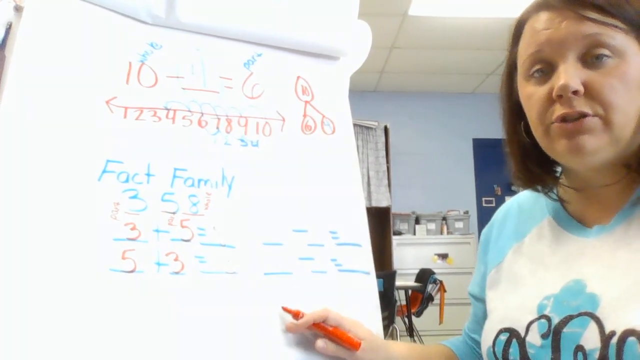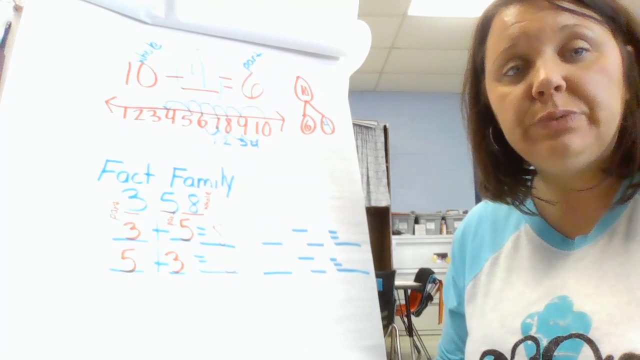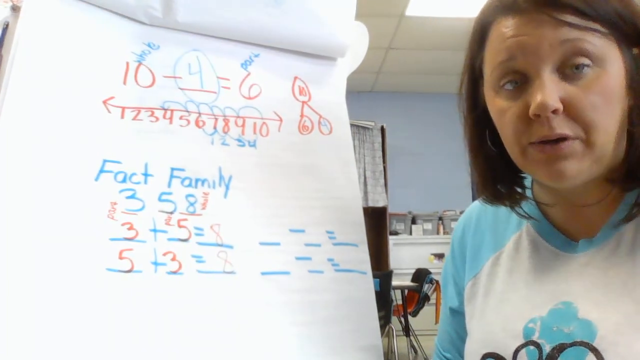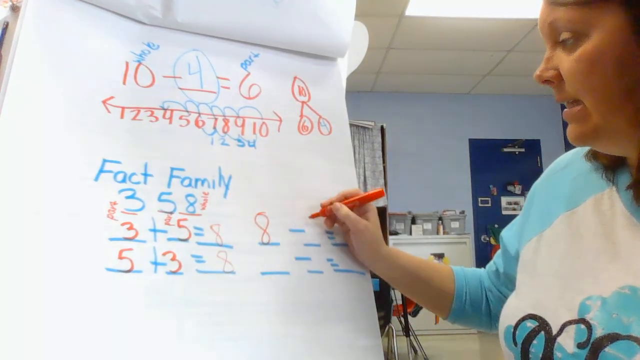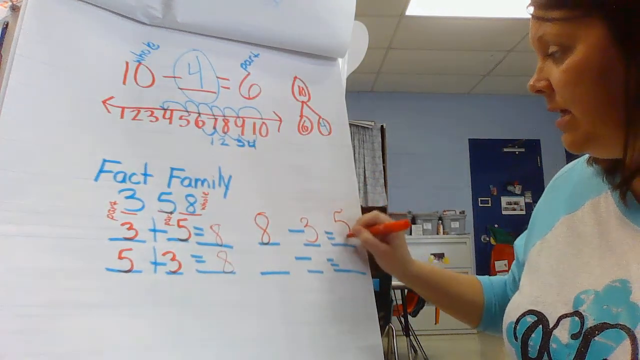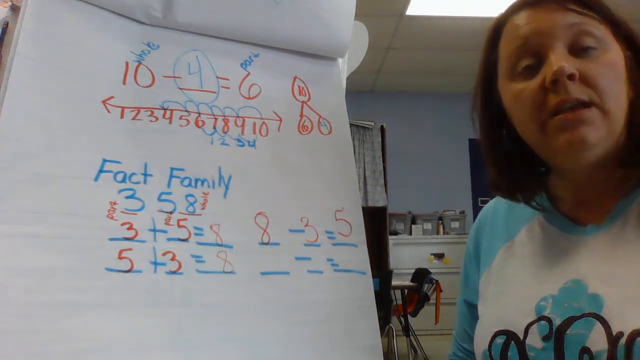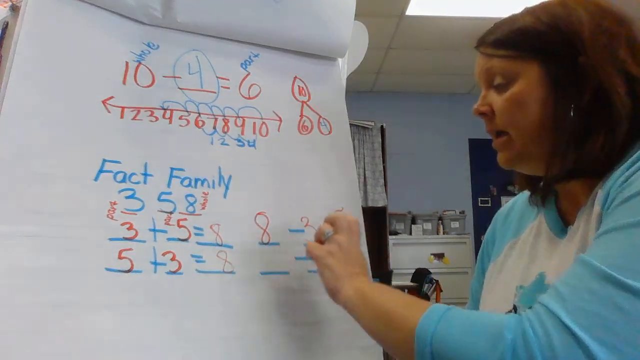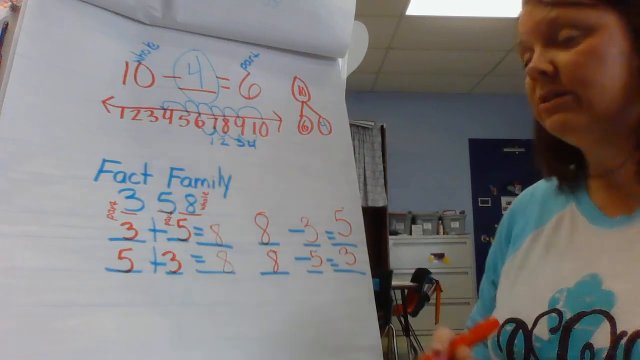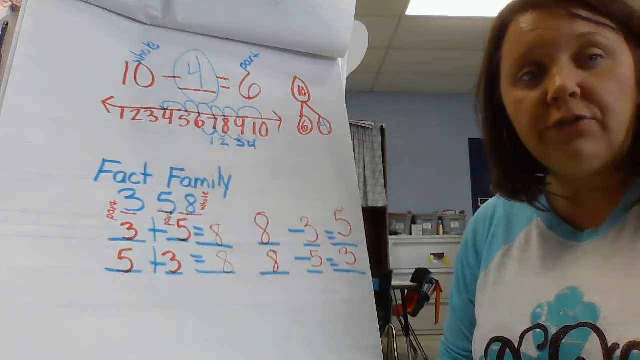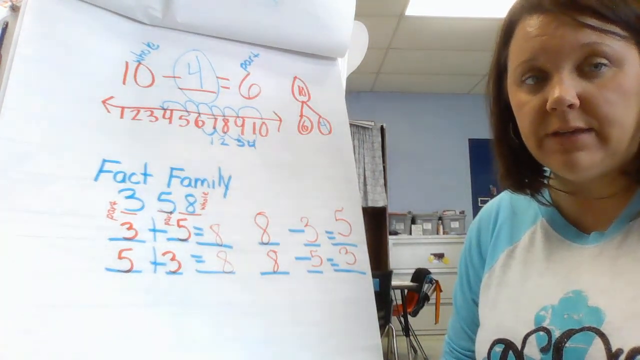Now we're going to do 2 subtraction. When you subtract, you start with the whole. The whole goes first. So you would say 8 minus 3 equals 5. Now we need to flip these, and we need to say 8 minus 5 equals 3. So there are 4 equations in our fact family.